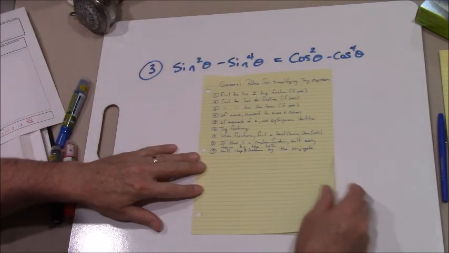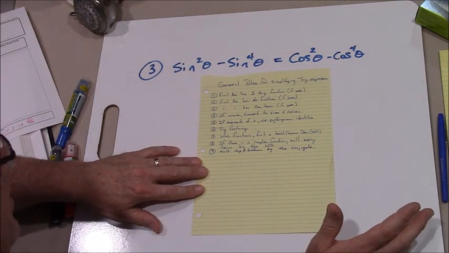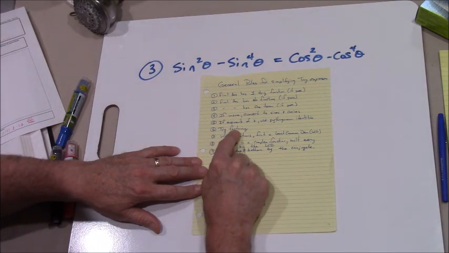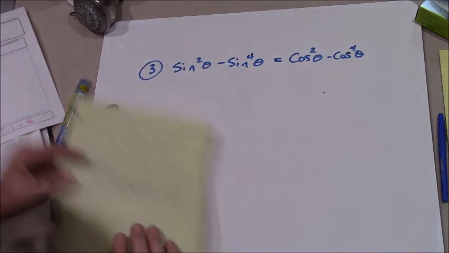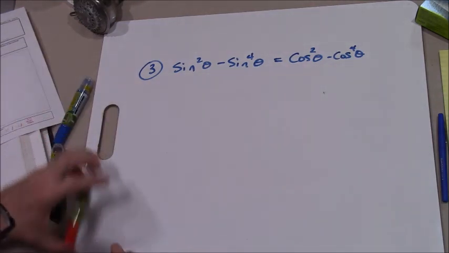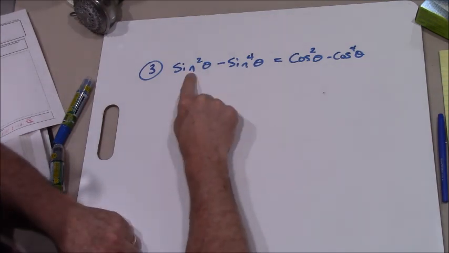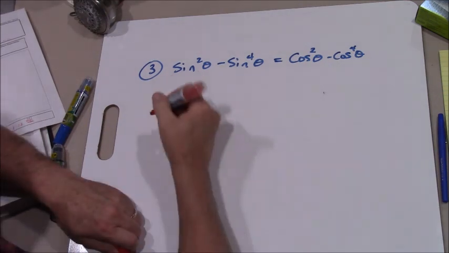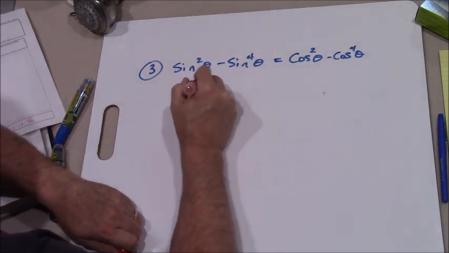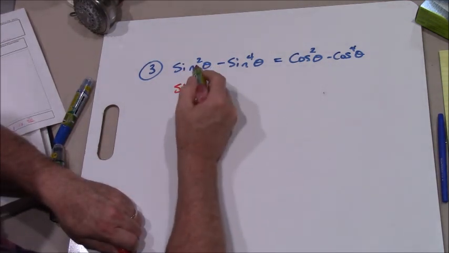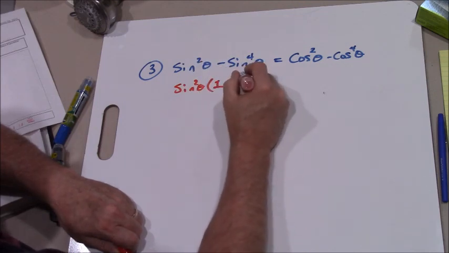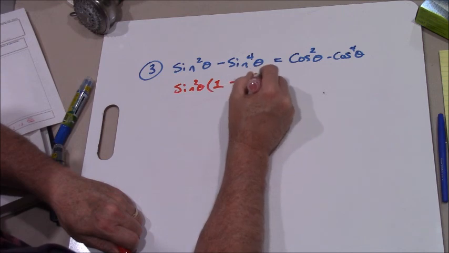So remember, one of our steps here that we haven't done a lot of, but we always want to think about, is try factoring. See if you can factor an expression, because a lot of times that helps with these kinds of problems. So when I look at this, I'm thinking to myself, I can get a sine squared out of both of those. So if I factor a sine squared of theta out of this term, I'm left with 1. Out of this term, I'm left with a negative sine squared theta.